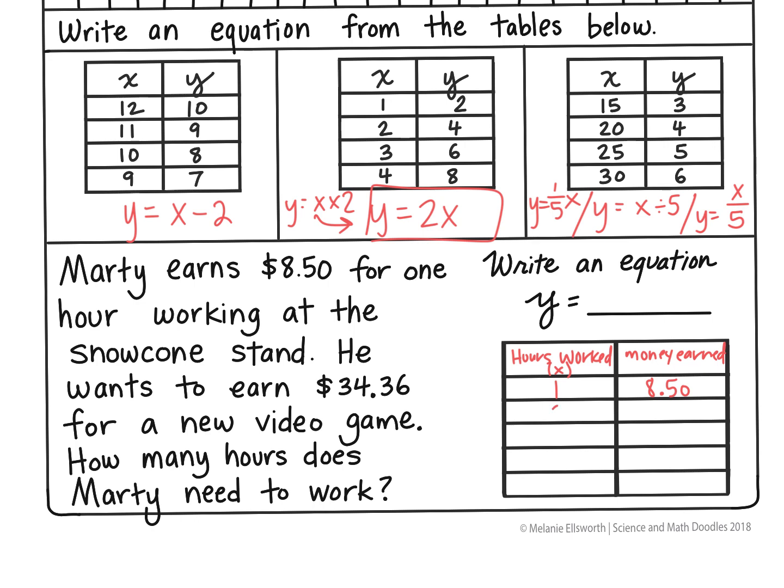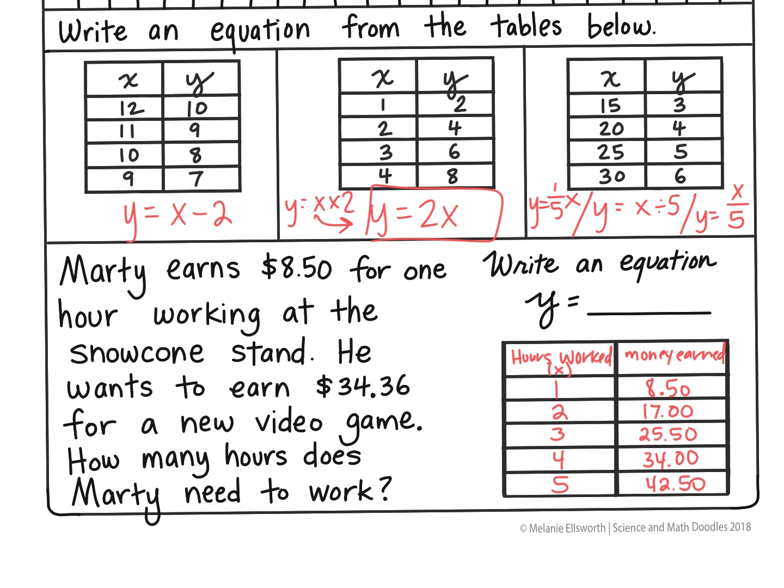So then if I did 2 hours, that would be $17. 3 hours would be $25.50. 4 hours is $34. And 5 hours is $42.50.